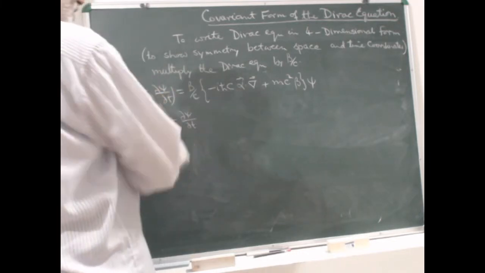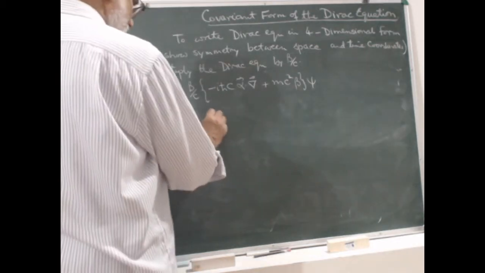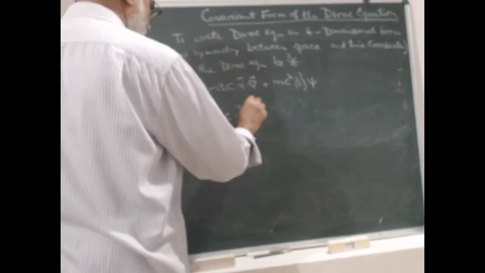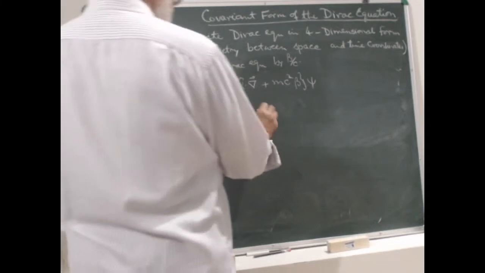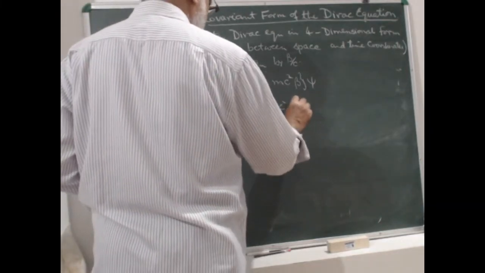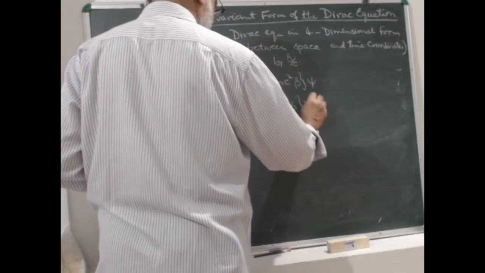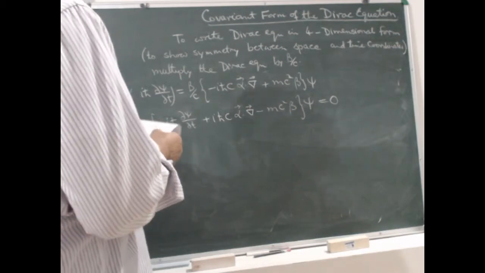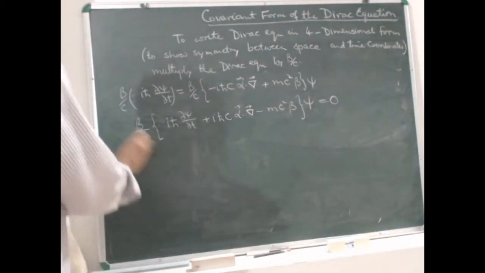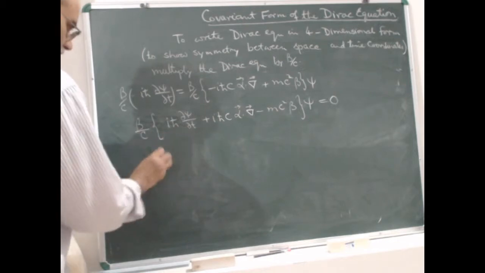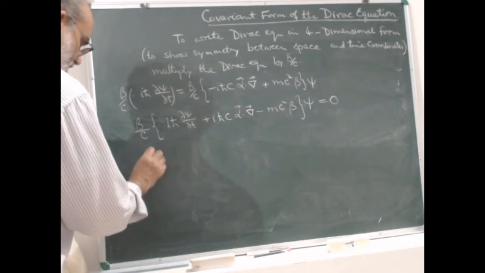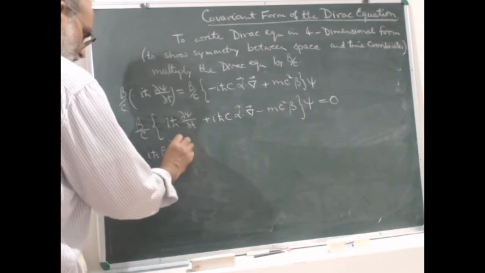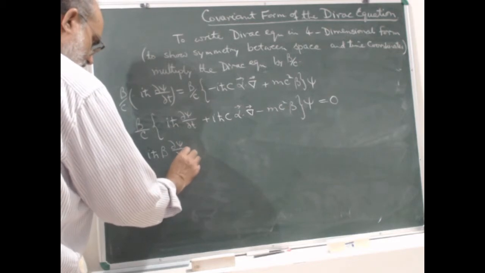So if this comes on the left hand side, this minus becomes plus. So it will be i h cross c alpha dot del, and this becomes minus m c square beta, psi equals 0. Okay. Now multiply by beta by c each term, so you will get i h cross beta, c is written like this, beta c by c t.